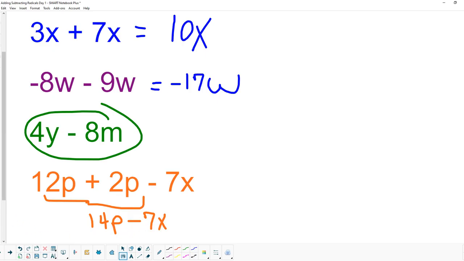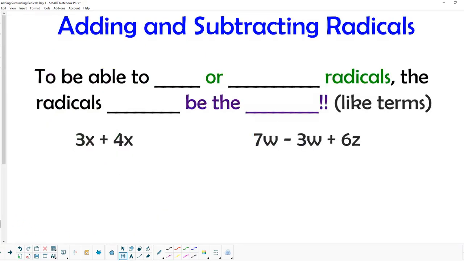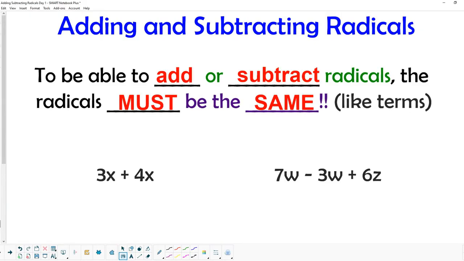Well, radicals are kind of the same way. So if you think about the kind of radical expressions we've been looking at the last couple of days, to be able to add or subtract radicals, the radicals must be the same, and if they're the same, then they're considered like terms, kind of like 3x, 4x, and the w's in this term. So let's see what we mean.